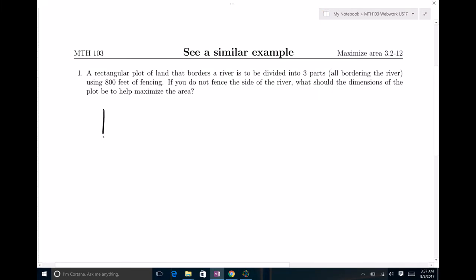Now there's a rectangular plot of land that borders a river. So I'm going to draw the plot and the river on the other side. And we want to divide this into three parts, and all three parts border the river. So those are your three parts, and they all border the river.